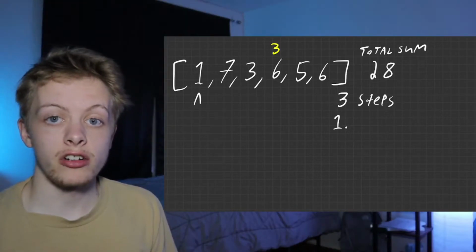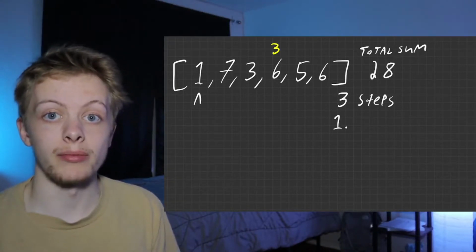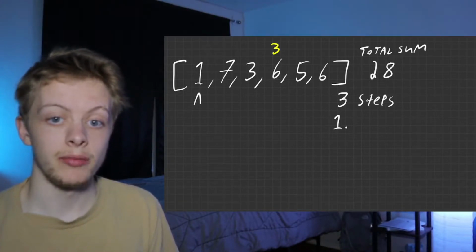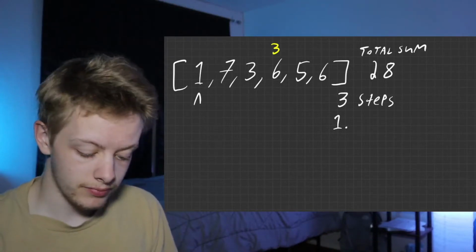When thinking about our left sums and our right sums, we can imagine the total sum as our entire right sum, because initially we haven't been through the array at all. So imagine that to the right of our pointer is the entire array.